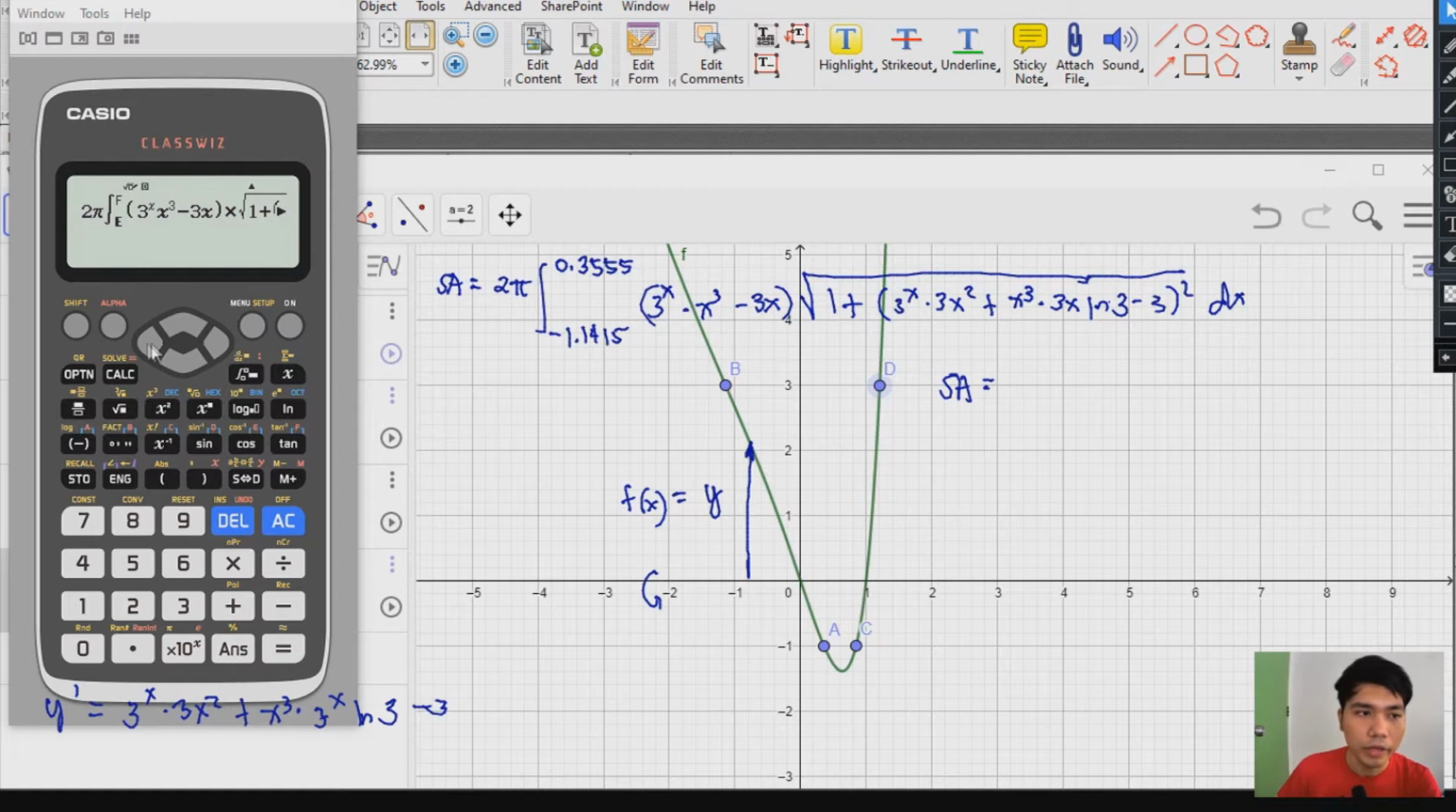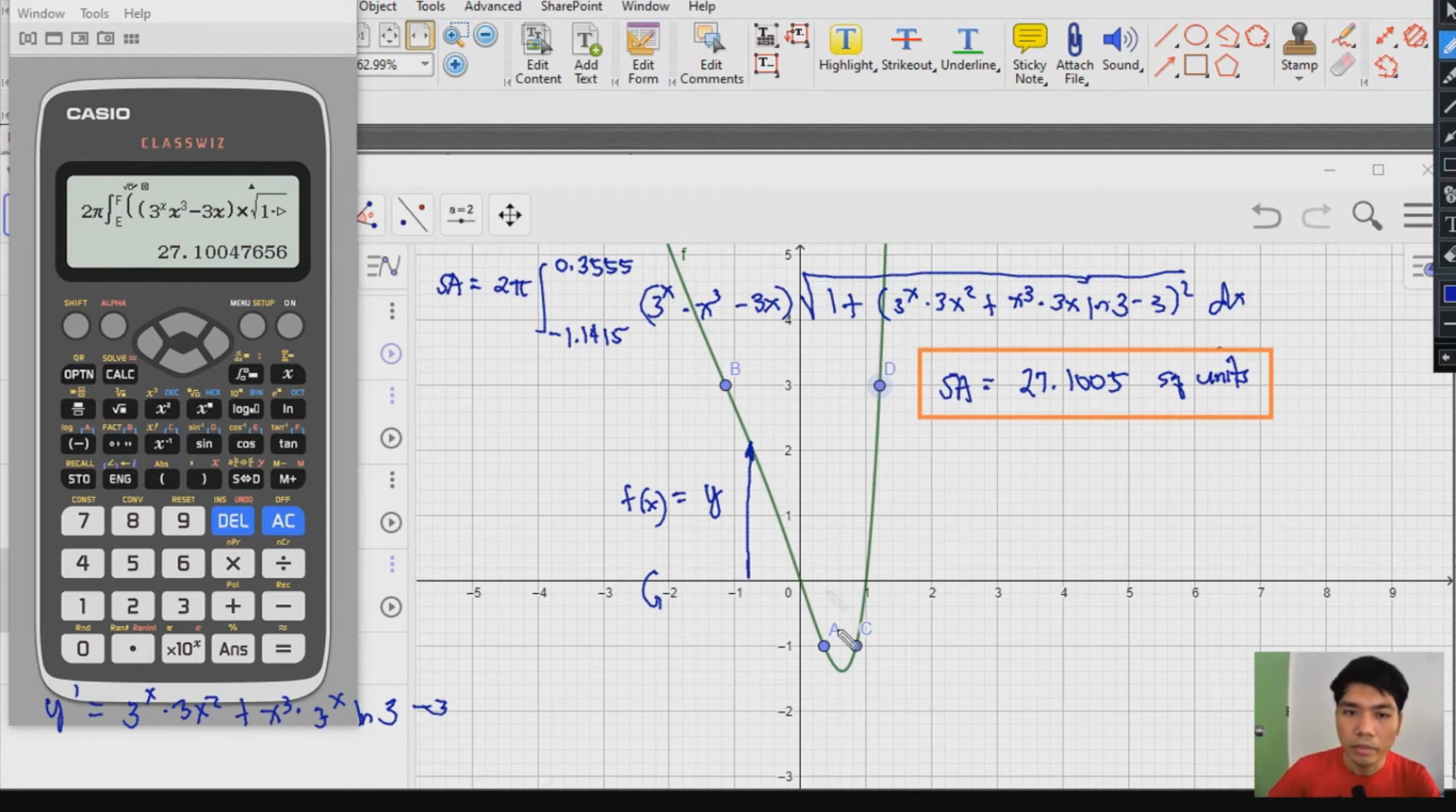So, don't forget to square this. Okay. And, kailangan nasa parentheses para to make sure na i-integrate siya ng tama. Though ito, pwedeng hindi na kayo maglagay ng parentheses, pero suggested ko pa rin na maglagay para sure tayo na na-integrate talaga yung buong expression. Okay? And this gives you 27.1005. Okay? So, this is square units. So, this is your first surface area using the limits b to a.